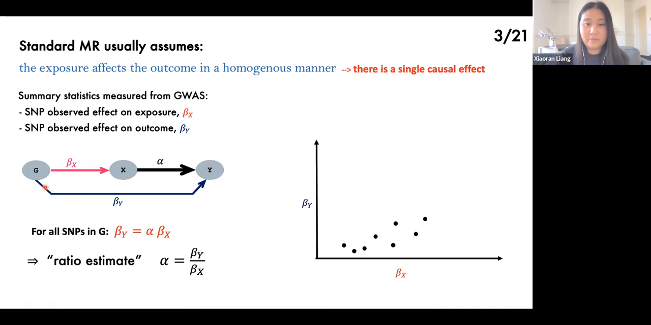We can also make a plot of those SNP associations. On the x-axis, we have the SNP-exposure association beta X, and on the y-axis, we have the SNP-outcome association beta Y, and each point represents a specific SNP. All those SNPs are centered around a straight line with a slope equal to the causal effect alpha.